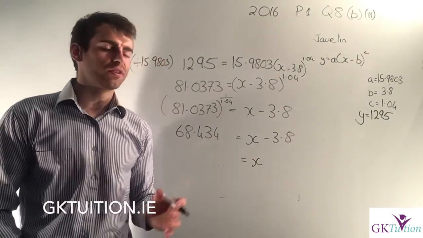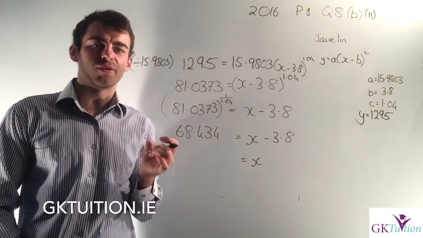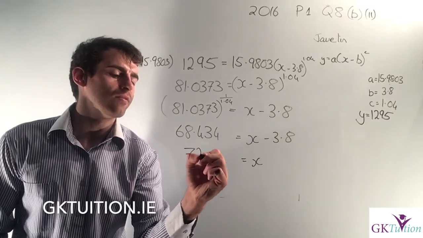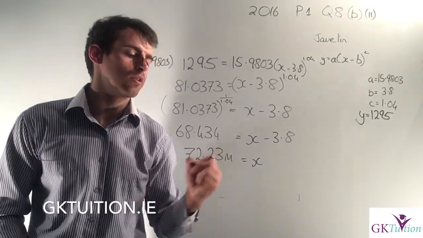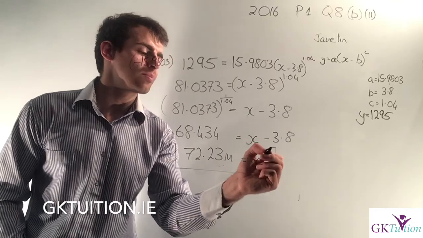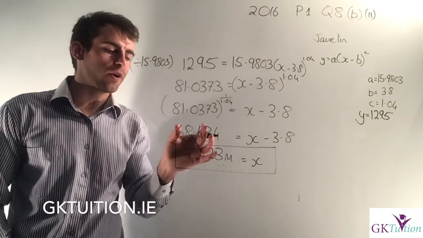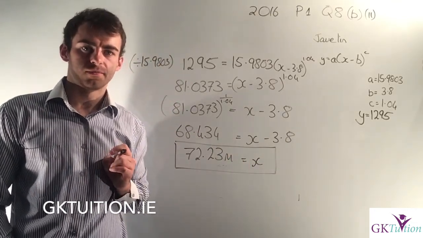So I know my final answer, the maximum distance, the world record distance for throwing the javelin is 72.23 meters. And it asked me to leave it to 2 decimal places, so always just verify, make sure you leave it in the correct form.